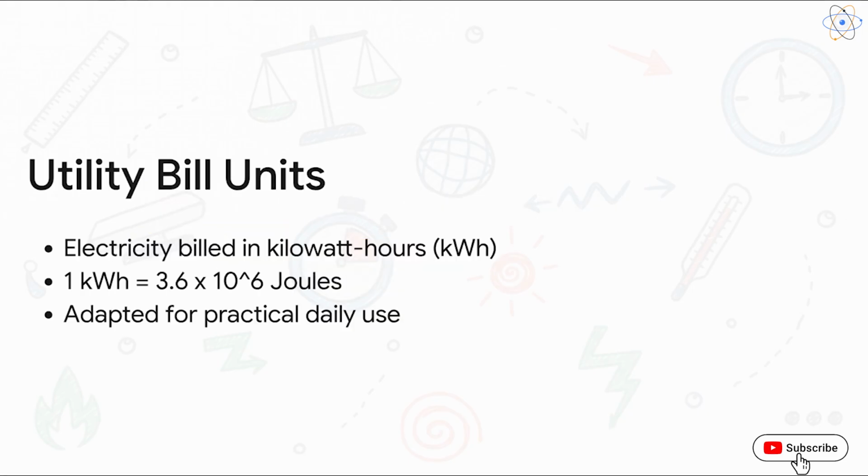And what about your monthly utility bill? Have you ever noticed your bill for electricity in kilowatt hours? The SI unit of energy is actually the joule. But a joule is a really incredibly small amount of energy for everyday household use. So engineers adapted it. 1 kilowatt hour actually equals 3.6 million joules. The kilowatt hour isn't strictly an SI unit itself, but it's derived directly from them just to make practical daily use a whole lot easier for all of us.